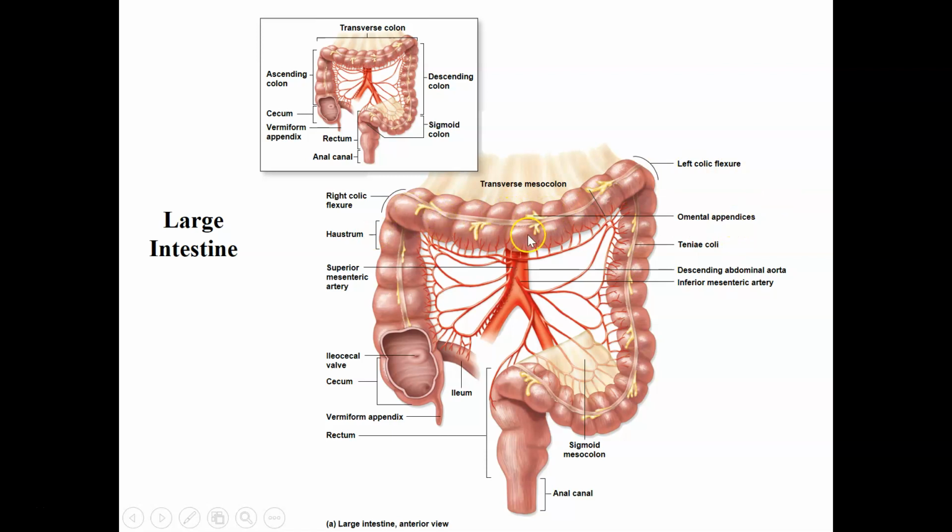Running along the surface of the colon are these occasional adipose tissue accumulations. Those are called the omental appendices.